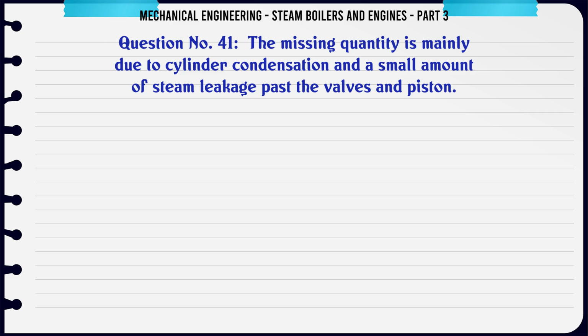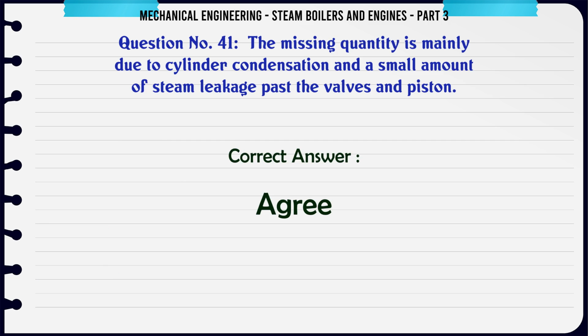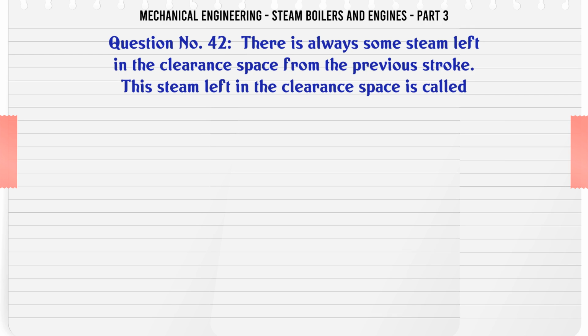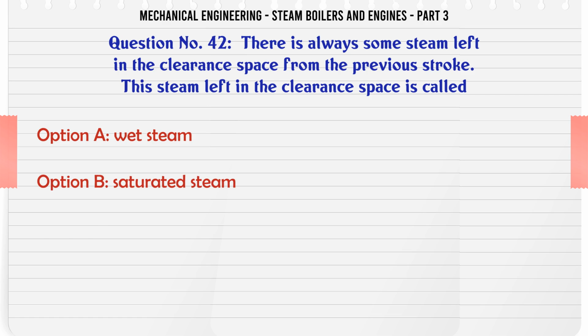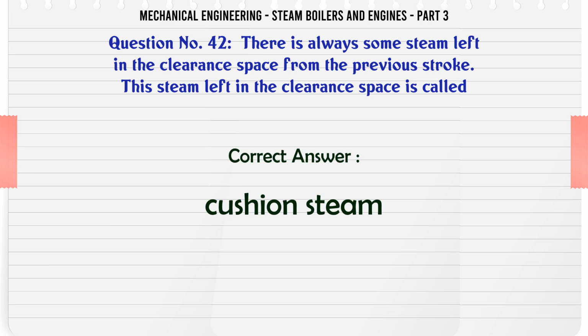The missing quantity is mainly due to cylinder condensation and a small amount of steam leakage past the valves and piston. A. Agree. B. Disagree. C. D. The correct answer is agree. There is always some steam left in the clearance space from the previous stroke. This steam left in the clearance space is called A. Wet steam. B. Saturated steam. C. Superheated steam. D. Cushion steam. The correct answer is cushion steam.